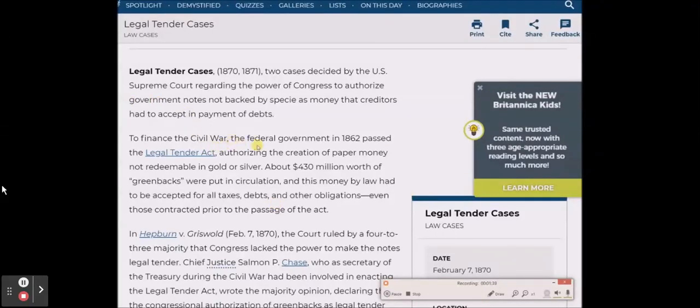To finance the Civil War, the federal government in 1862 passed the Legal Tender Act, authorizing the creation of paper money not redeemable in gold or silver. About $430 million worth of greenbacks were put in circulation, and this money, by law, had to be accepted for all taxes, debts, and other big obligations, even those contracted prior to the passage of the Act.